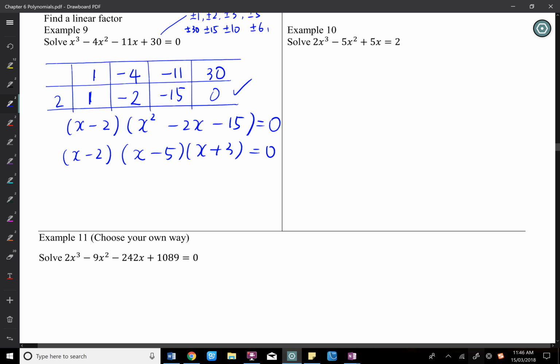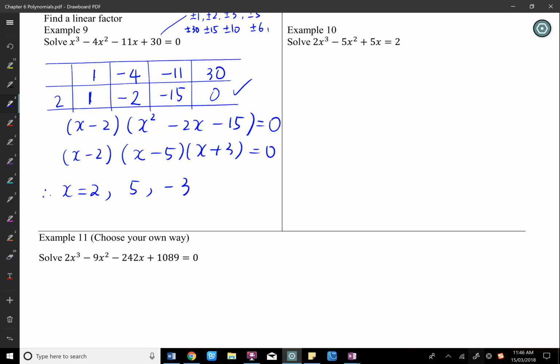Also, this is a solving question, so I can solve that. So x equals 2 or 5 or minus 3. That will be the null factor law. Either this equals 0, the middle equals 0, or the last equals 0. So with the null factor law, after we factorize it, we can solve for it. It's the same as solving for a quadratic.